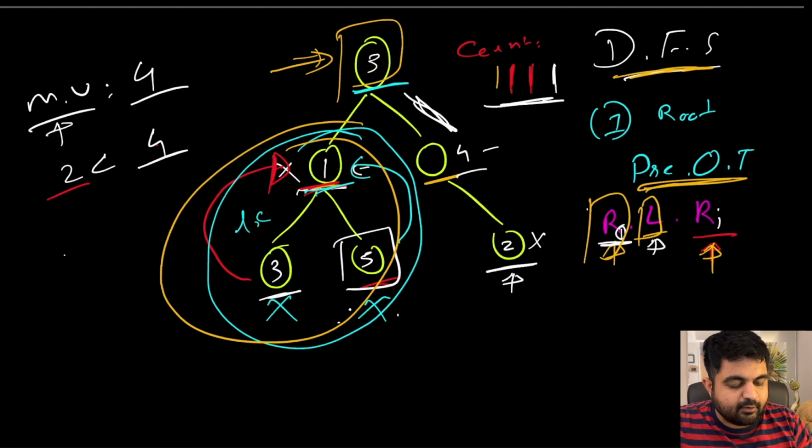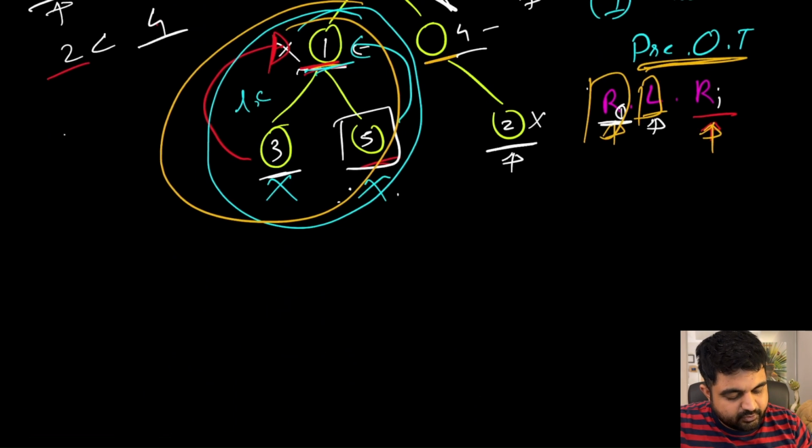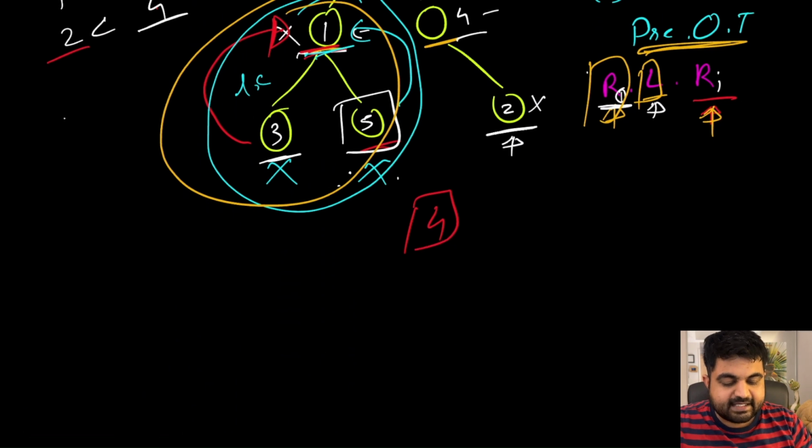So in this case, we found in total 4 good nodes. So we are going to return 4 as the answer. And that's it. This is the whole solution that we need to return.